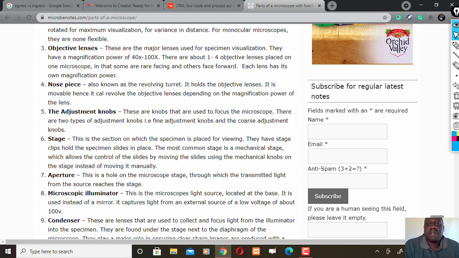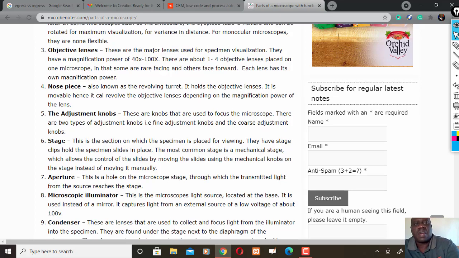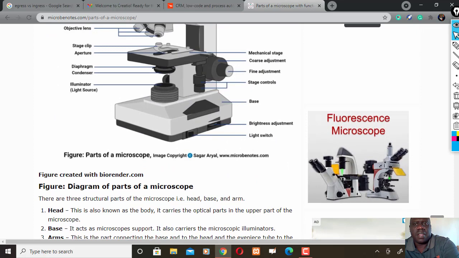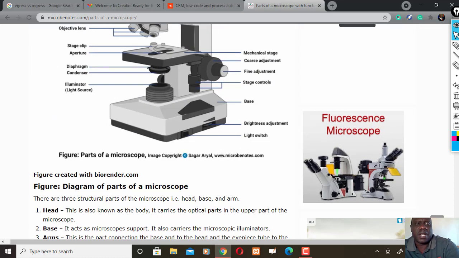Microscopic illuminator. This is the microscope's light source. It's located at the base. It is used instead of a mirror. It captures light from an external source of a low voltage of about 100 volts. And this is actually what we're talking about, the illuminator. This is the source of light from the bottom of the microscope, and it sends light right through there and illuminates the specimen, which is here.